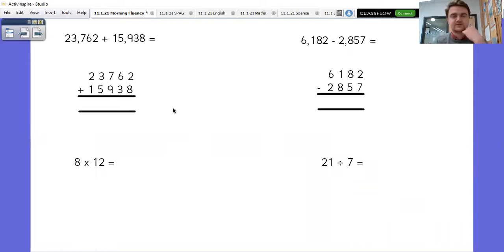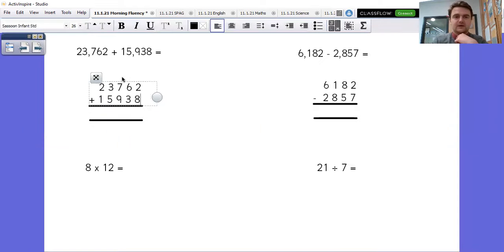So for addition, I've gone for 23,762 plus 15,938. These numbers, as you get bigger, they look scary, but with column method of addition, it's still the same process. So there's no need to look at the numbers and think, wow, they're too big for me to deal with. It's still exactly the same process. So can I delete this?